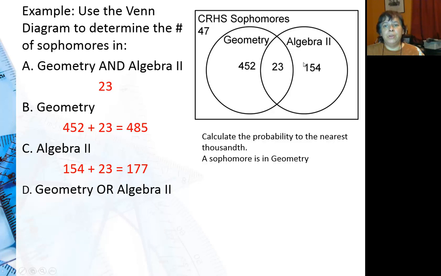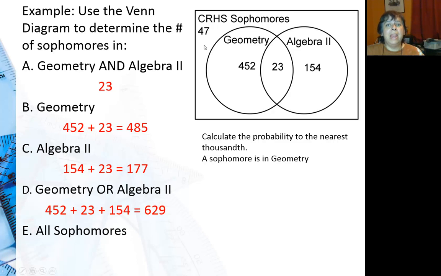And then geometry or algebra 2. In this case, I don't want to double count that 23, because those 23 students are in geometry and algebra 2 at the same time. It's not like I have two sets of 23 students. So I'm going to add the three numbers together, and that gives me 629. And finally, I want to know how many sophomores I have altogether. I can just take that 629 and add the 47 that's outside of the group. So there are 676 total sophomores in Cedar Ridge.